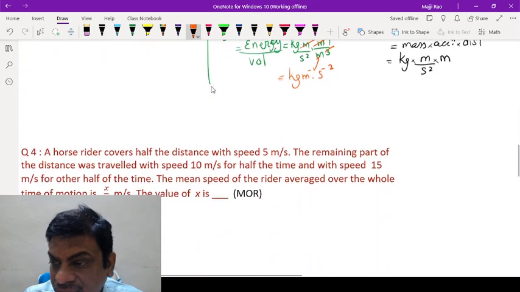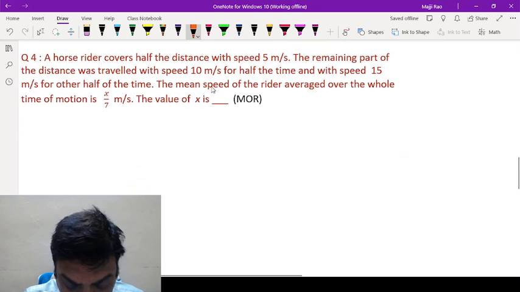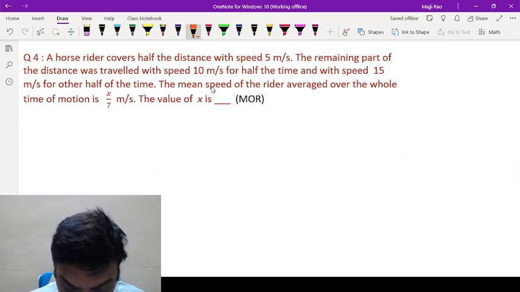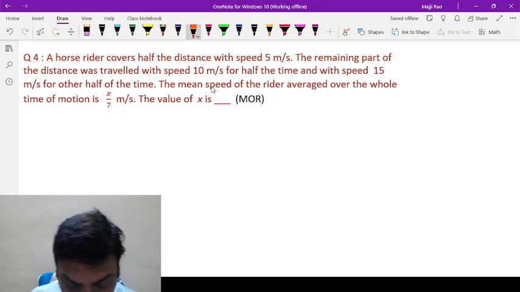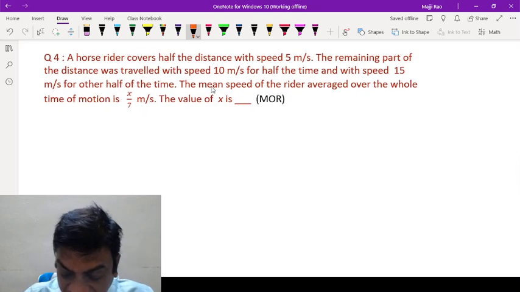Now moving on to the next question. A horse rider covers half the distance with speed 5 meters per second. The remaining part of the distance was traveled with speed 10 meters per second for half the time and with speed 15 meters per second for the other half of the time. The mean speed of the rider, average.